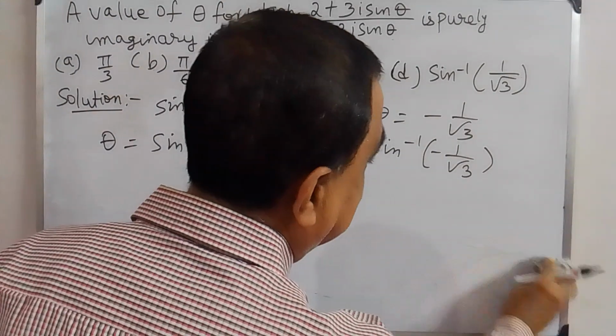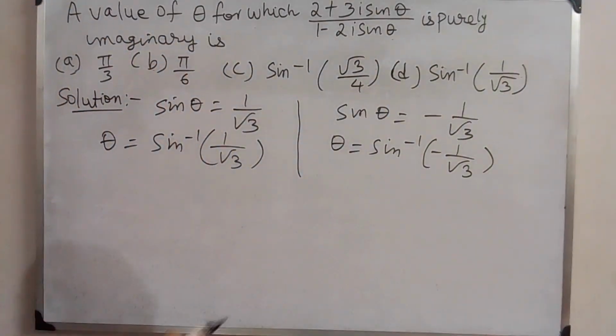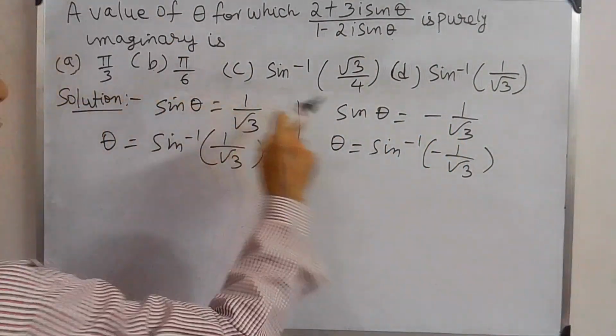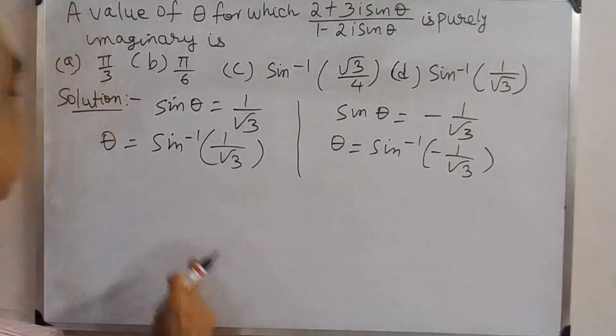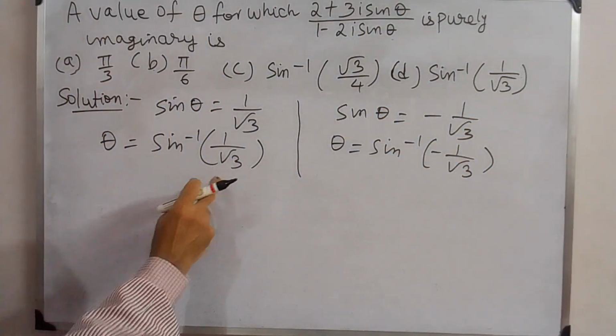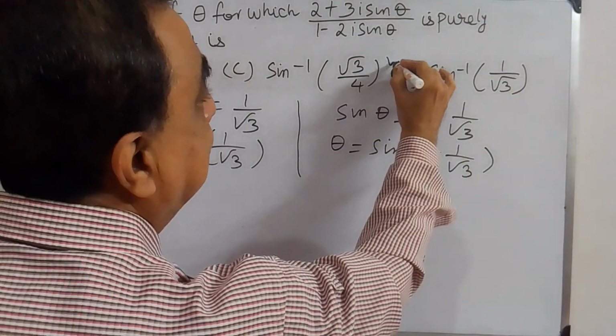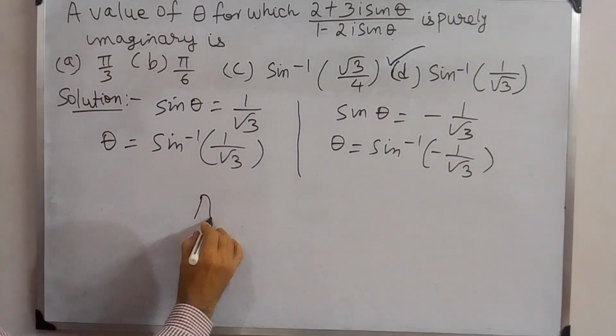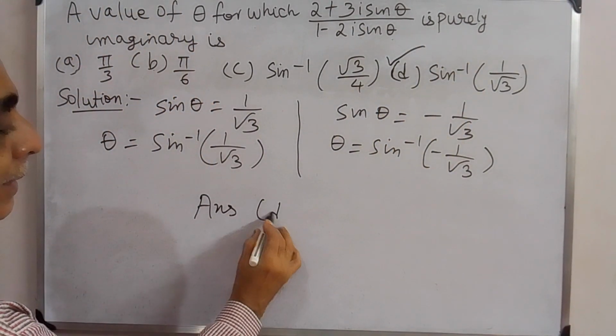Now check from the given options. Here D is telling that theta is sine inverse 1 by root 3, which is the value we are getting here. So D is the correct option. So the answer is D.